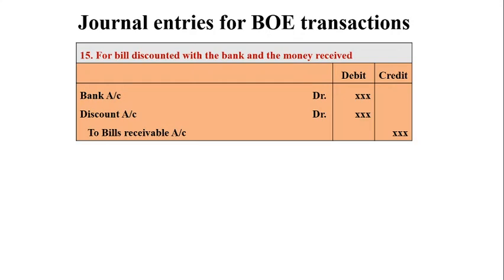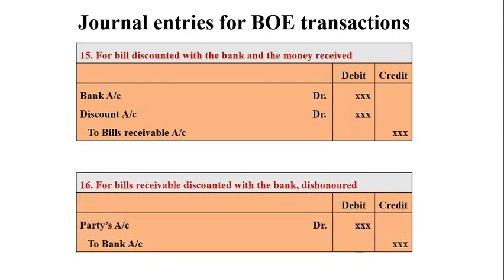15. For bill discounted with the bank and the money received. So the bank receives the money on behalf of the business, so it is debited. There is a discount amount which we actually lose, so it is an expense. Therefore, it is also debited as it is a nominal account. Bills receivable is a personal account. Credit the giver, so it is credited, and therefore the journal entry is bank account debtor, discount account debtor to bills receivable account.